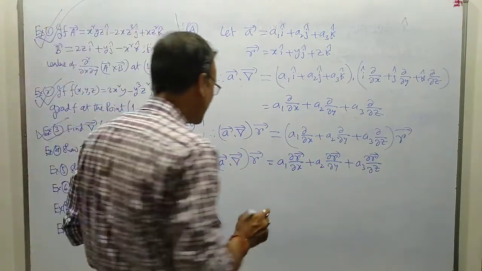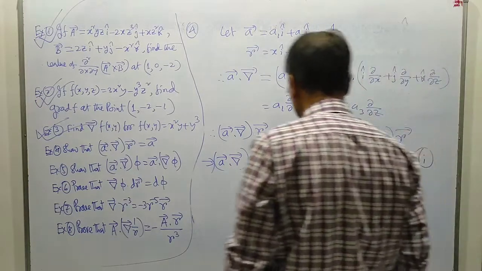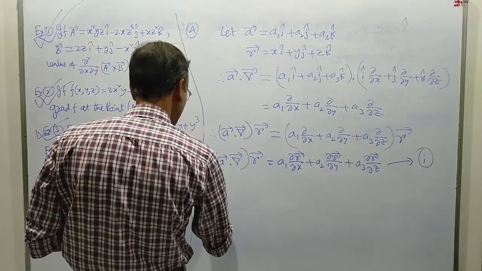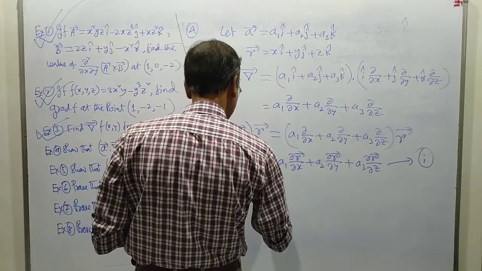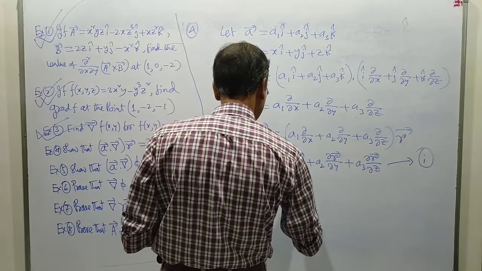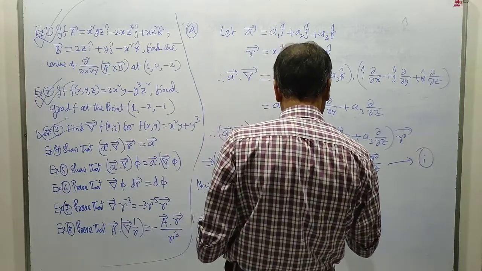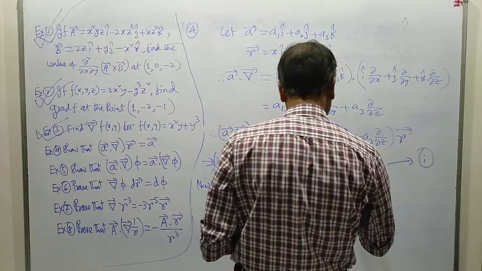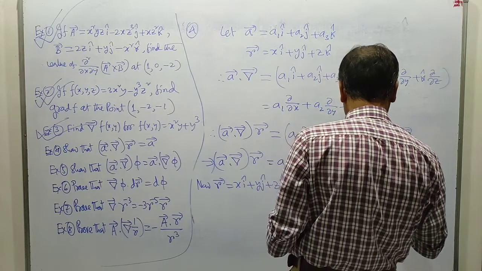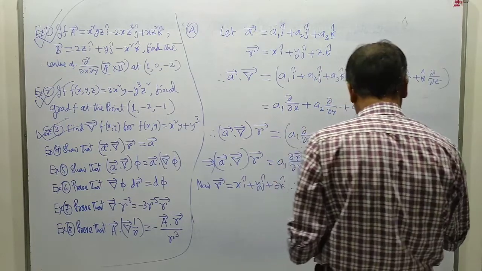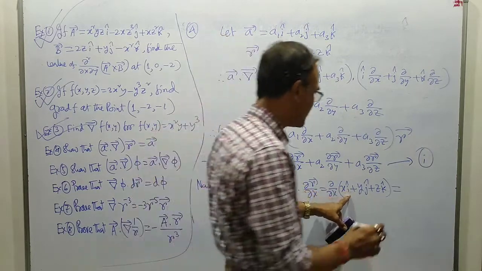Now suppose this is number 1. Now r vector equals x i cap plus y j cap plus z k cap. Therefore, del r vector by del x equals del by del x of (x i cap plus y j cap plus z k cap). With respect to x partial differentiation, it is i cap.